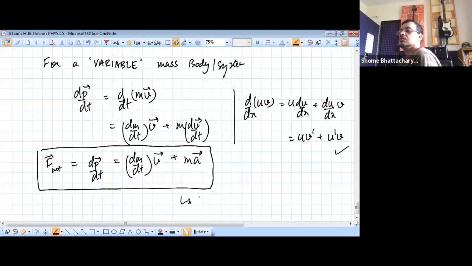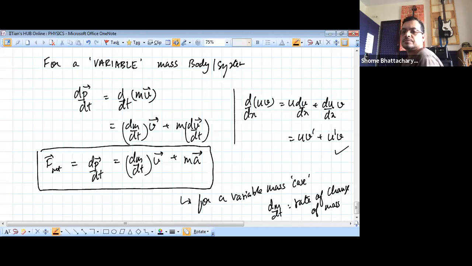This is for a variable mass system, where dm by dt is the rate of change of mass with respect to time. I shall explain with some examples where the mass might be variable. There are plenty of things in everyday life where the mass of the system is changing. Like you imagine a tanker moving with water leaking out from the tank from behind. So the total mass of the tanker is changing with time.